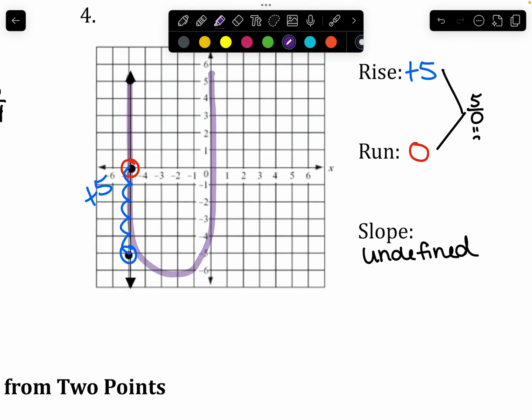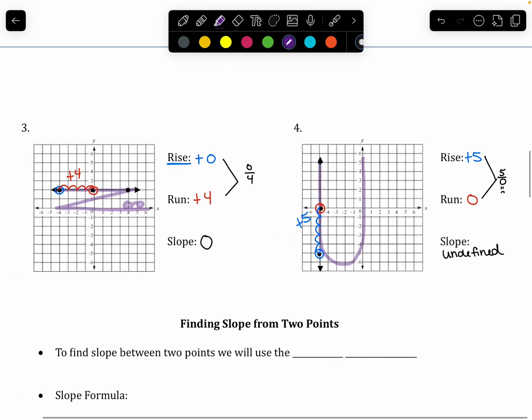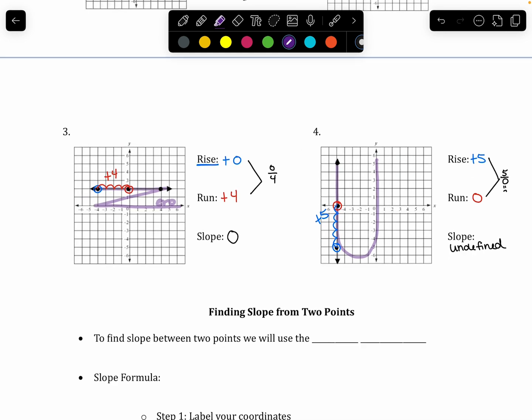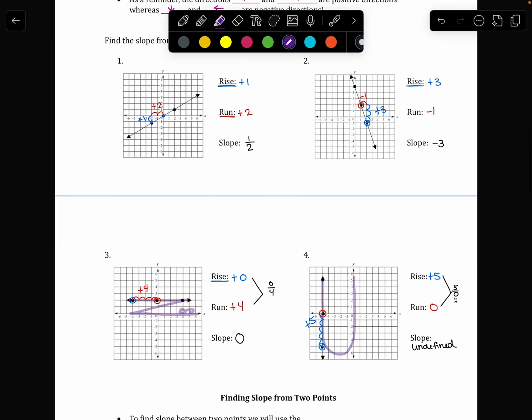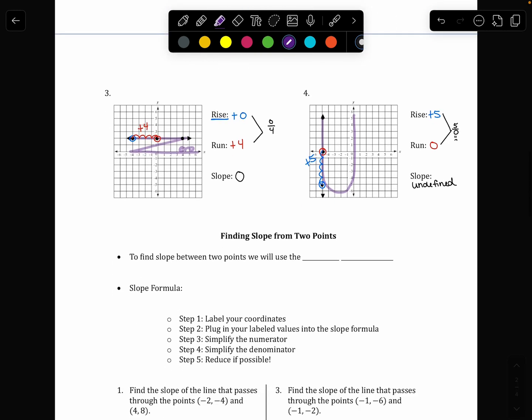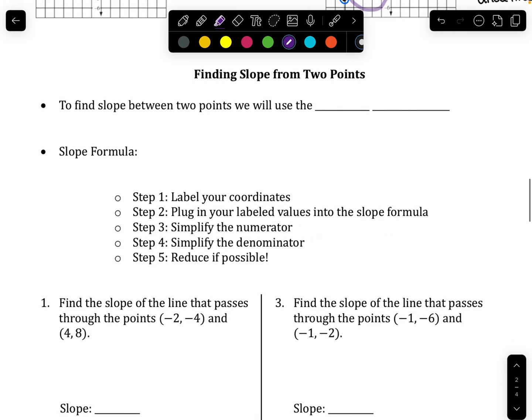And I do this with the y-axis to help students remember that this is undefined. So a horizontal line makes a z for a 0 slope, and then a vertical line makes a u for an undefined slope. 0 for 0 slope, u for undefined slope. Okay, so I've given you an example of a positive slope, a negative slope, a 0 slope, and an undefined slope.